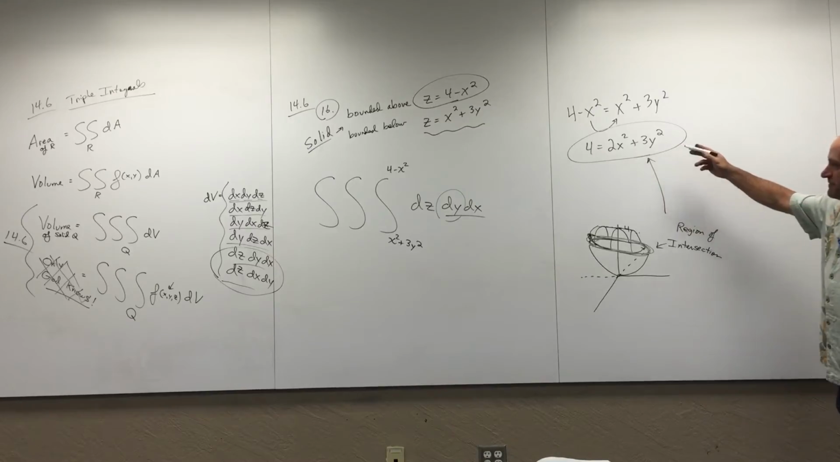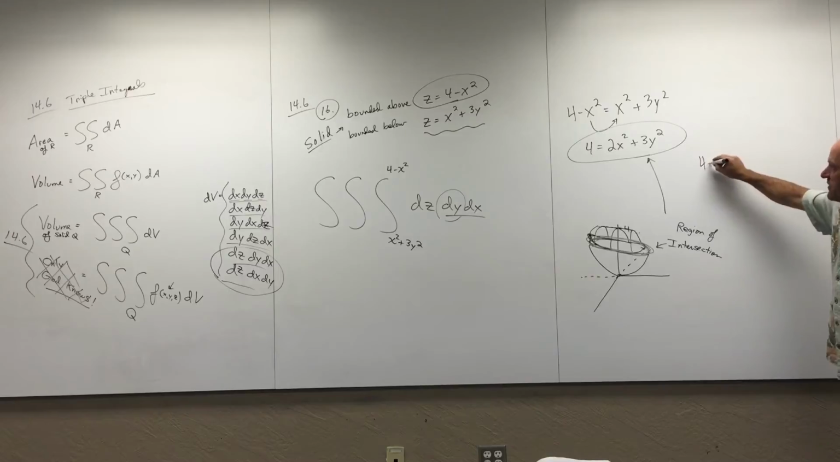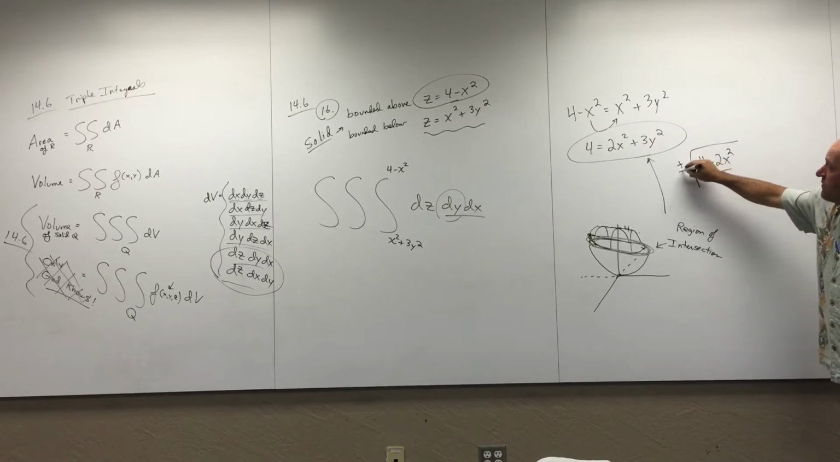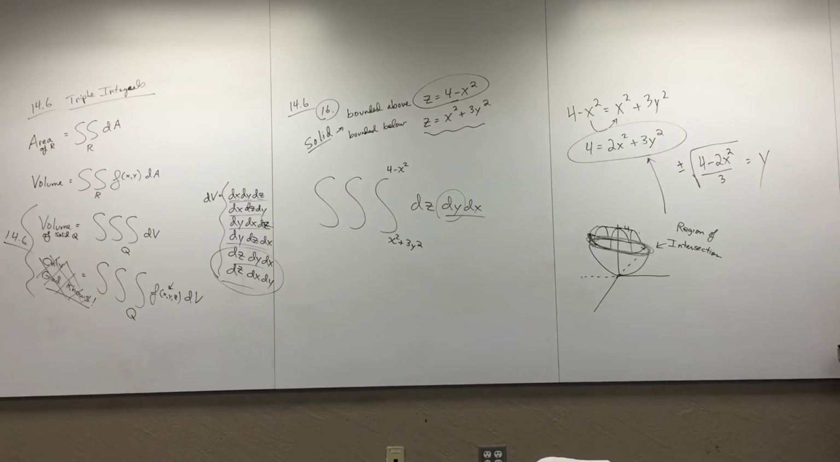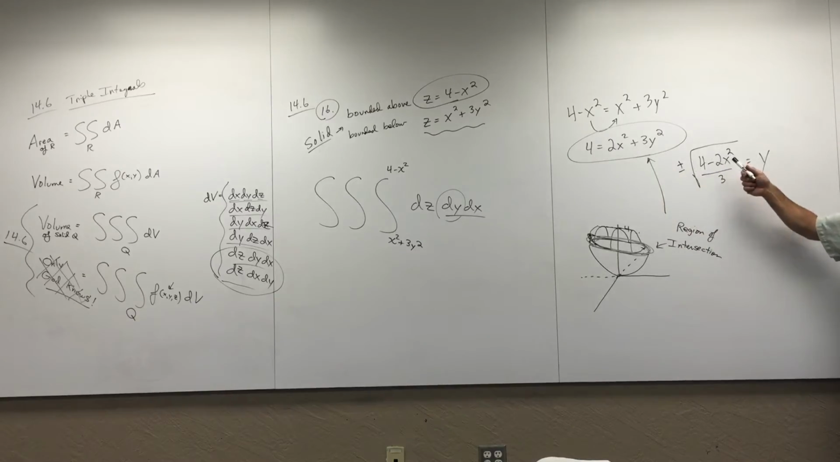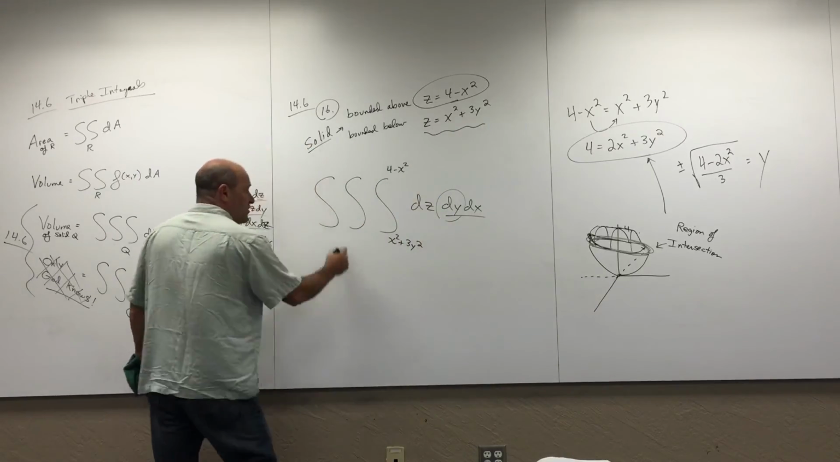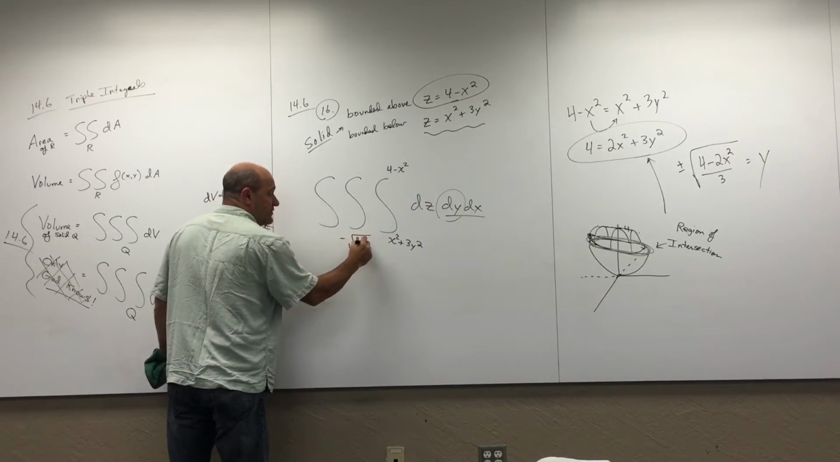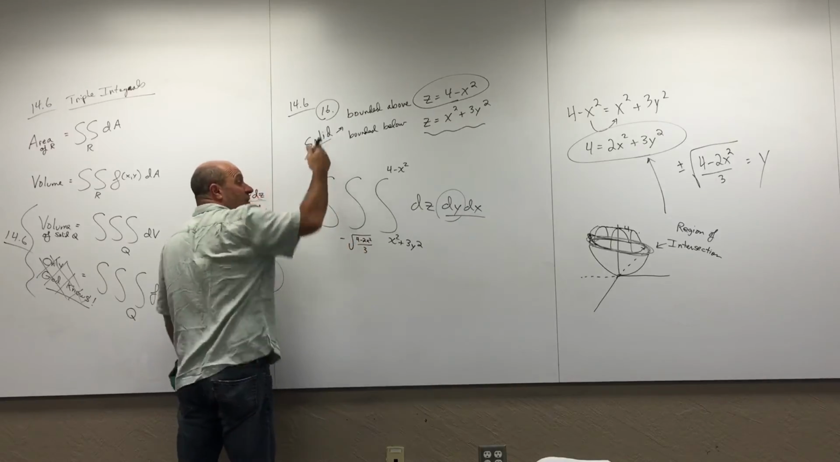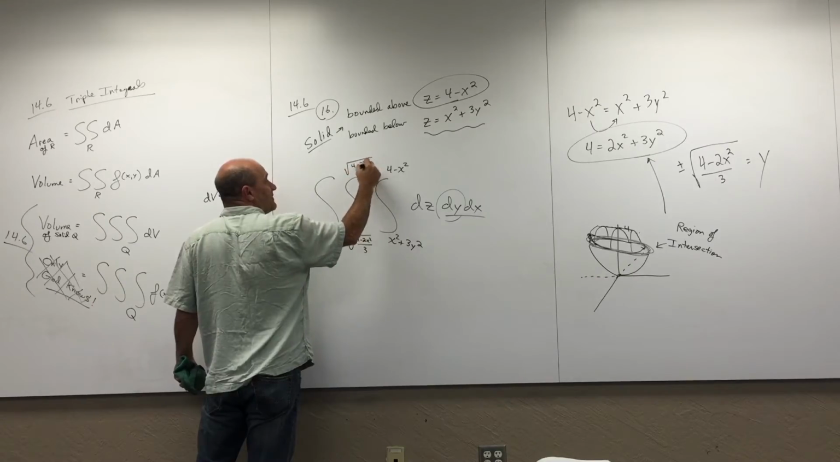I think I should solve for y, which would be plus or minus the square root of (4 minus 2x squared) over 3. Is that y? I think that's y, right, you guys? Subtract that, divide by 3, square root. So my bounds for y are the lower y, the negative square root of (4 minus 2x squared) over 3, to the upper y, the positive square root of (4 minus 2x squared) over 3.